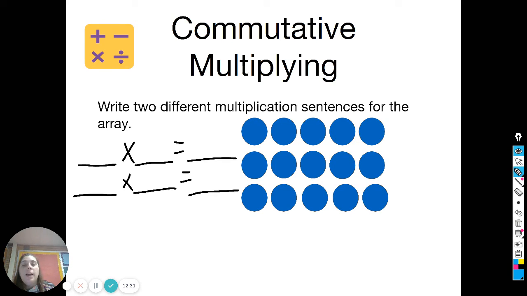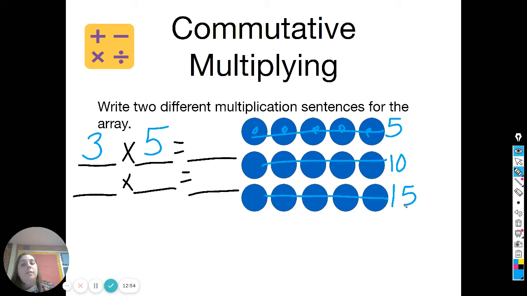All right, so let's go ahead and do our first equation based on the array we see in front of us. We have 1, 2, 3 rows. 1, 2, 3, 4, 5 in each row. 3 rows of 5, or 3 groups of 5. Let's skip count to solve. 5, 10, 15. 3 groups of 5 equals 15.